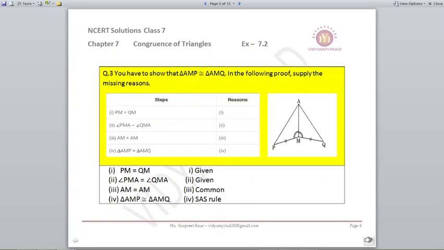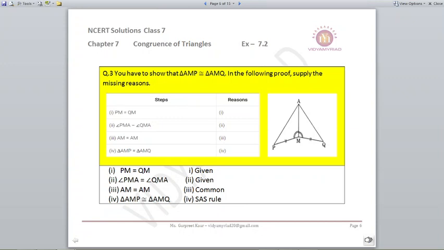If you see, there are two lines marked on it. Angle PMA is equal to angle QMA. That is also given to us. Angles are marked. AM is equal to AM. What is AM equal to AM? It is common in both the triangles. So we will write down as common.